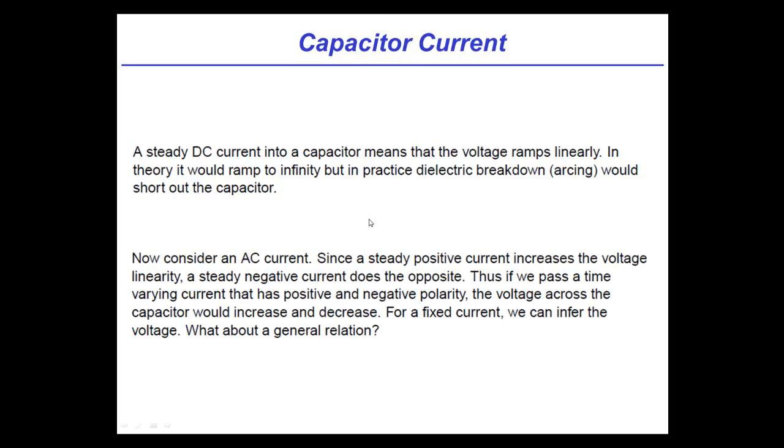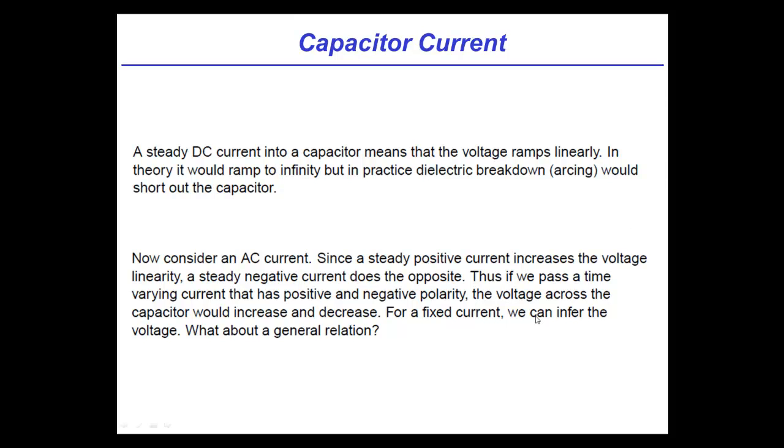Now, the other thing I want to give you some intuition about is AC current. That's fine for a DC current, but now think about a current that's constantly and sinusoidally going up and down. The current will increase, then go down, cross 0, go negative, and then come back up, and so on. Since a steady positive current increases the voltage, a steady negative current does the opposite. So if we pass a time-varying current that's always flipping polarity, you would assume the voltage across the capacitor would do the same thing.